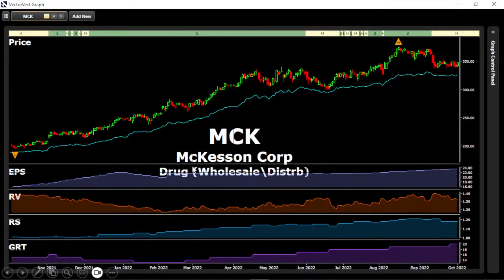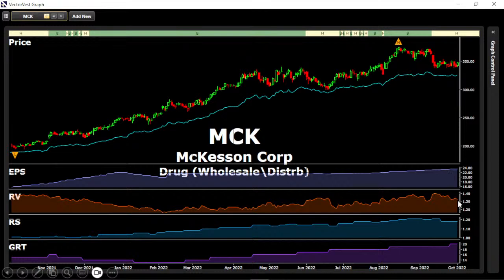So let's rewind the clock a little bit. Okay, that was our analysis of McKesson as of a few days ago. The hard right edge of this chart is October of 2022, and I put on earnings per share, RV, RS, and GRT. Over this 1 year period from October of 2021 to October of 2022, earnings per share are rising, bottom left to upper right, good.